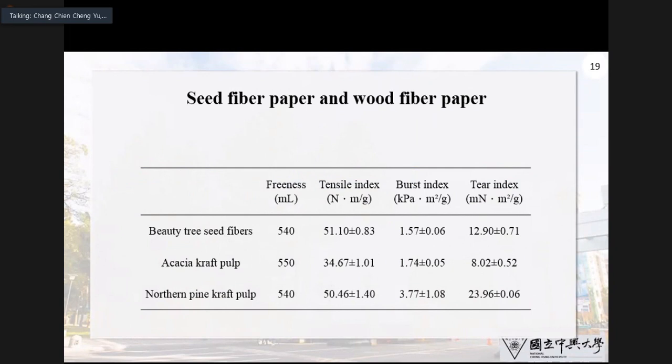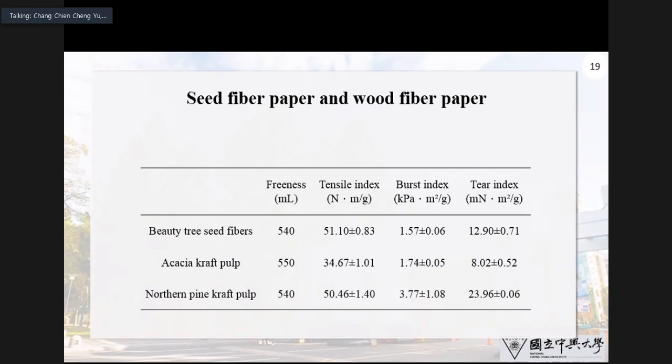As shown in this table, when the freeness is the same, the tensile index of beauty tree paper is higher than that of pine kraft paper and cassia kraft paper, while the burst index is lower than those too. And the tear index of beauty tree paper is lower than pine kraft paper and cassia kraft paper. The tear index of seed fiber paper is between pine kraft paper and cassia kraft paper.